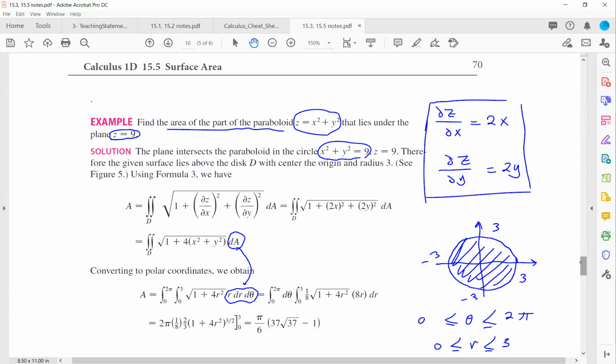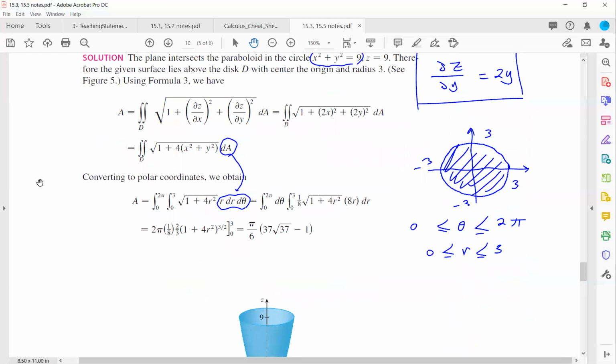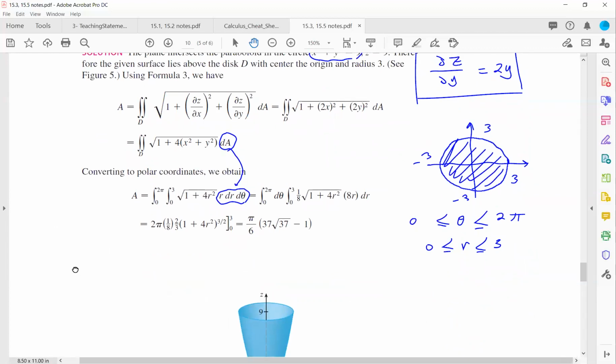So your surface area is equal to the integral 0 to 2 pi. This is your outside integral. And the inside integral 0 to 3 of square root of 1 plus 4r squared, r dr d theta. Perfect.